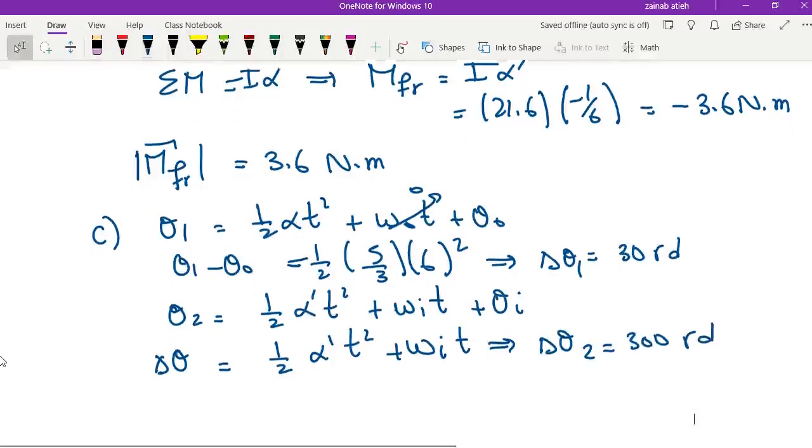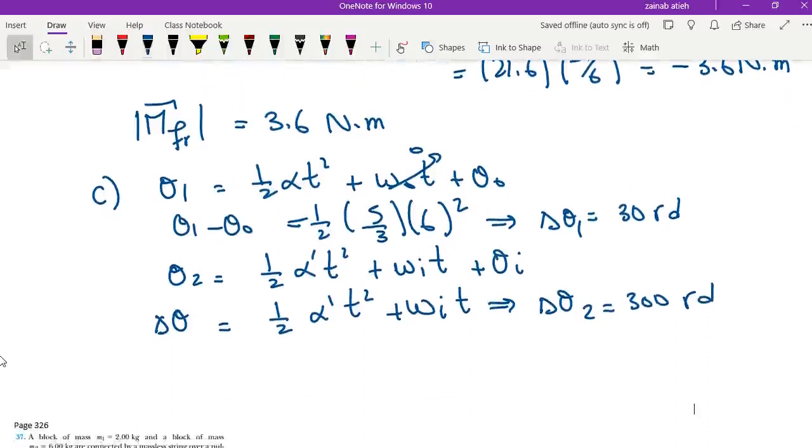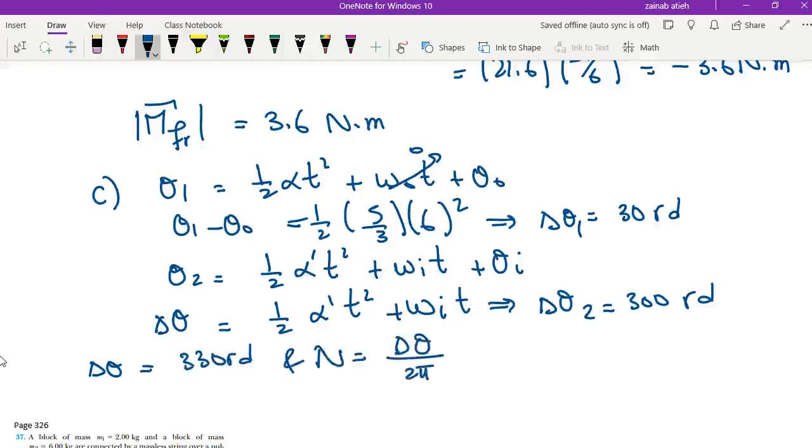Okay, I have how far it went in the first stage and how far in the second stage. I add them together. So delta theta total, or theta total, is equal to 330 radians, and the number of rotations is the traveled angle over 2 pi, theta over 2 pi. You can call it theta, that's okay. Theta over 2 pi, which is 330 over 2 pi. You will get your answer, which is 52.5 revolutions. And this is the answer of this problem.